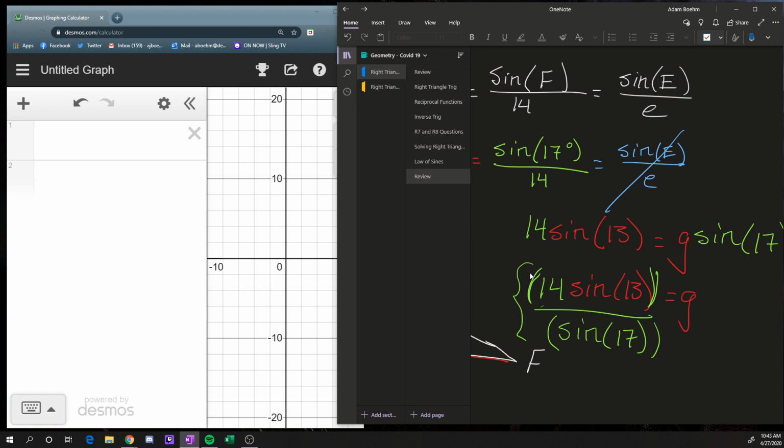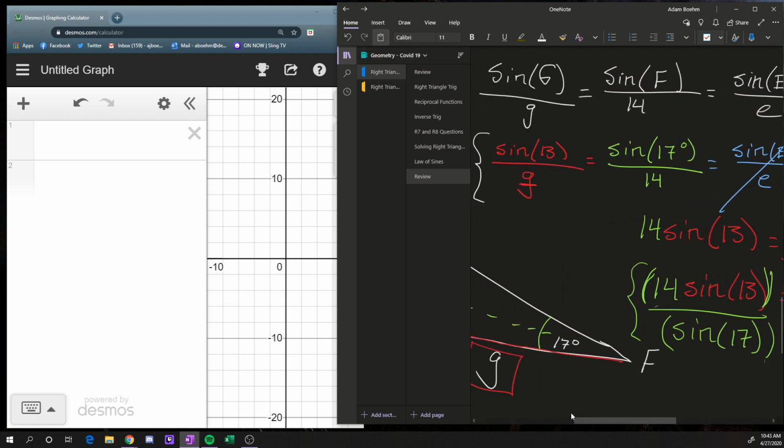Okay, I'm confused why you mixed them together like that. That's just algebra, right? So all we're doing right there is cross multiplying. We multiply g on both sides, and we multiply 14 on both sides. That's solving a proportion.